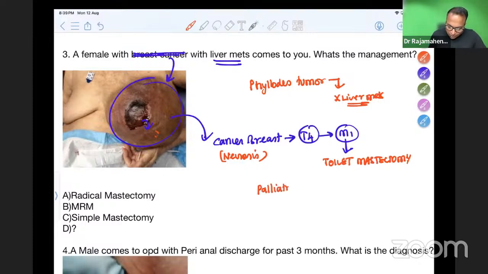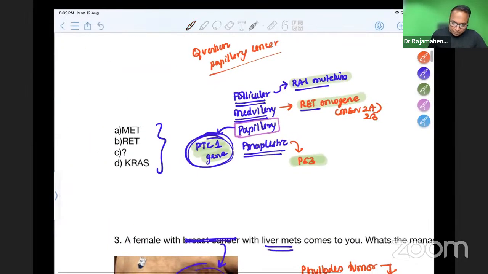Palliatively, I can do number one, toilet mastectomy, which is important because otherwise the necrotic slough will have a bad smell. BRAF V600E, I will note it, but that choice is not there in Bailey and Love. If at all, it may be a pathology question again, I'm telling you. Some students have written BRAF mutation, but it is not mentioned in Bailey.